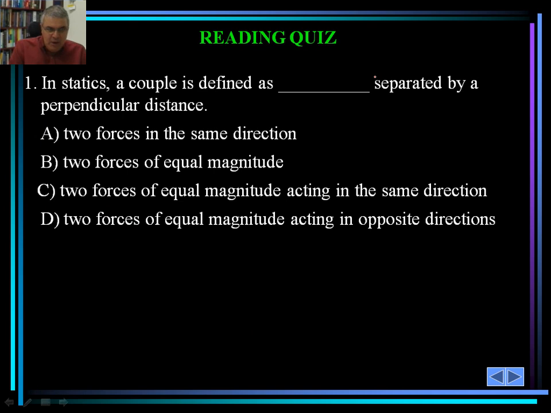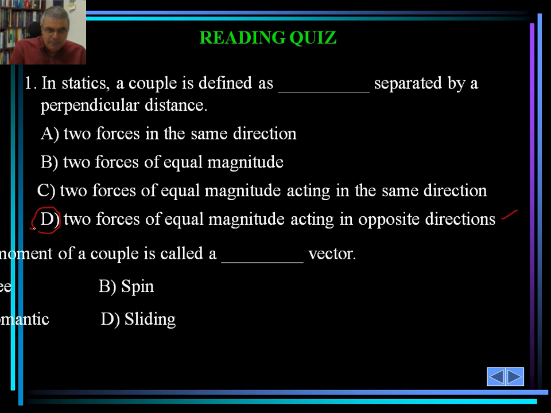In statics, a couple is defined as blank separated by a perpendicular distance. In statics, a couple is defined as two forces of equal magnitude acting in opposite direction separated by a perpendicular distance. So the correct answer is D.